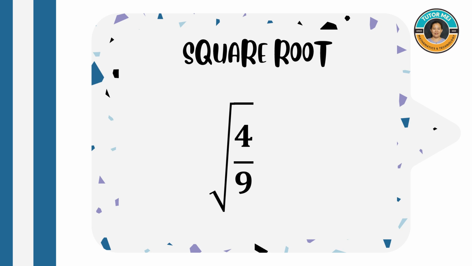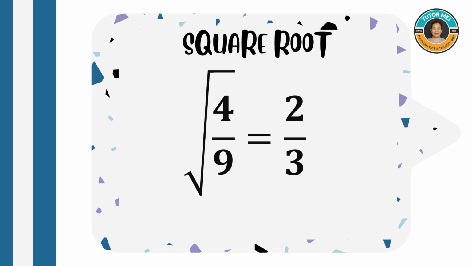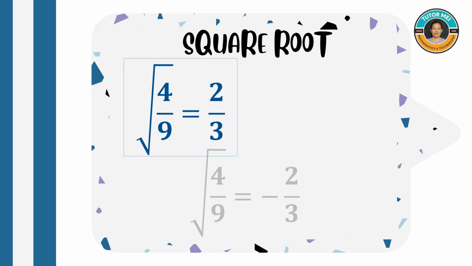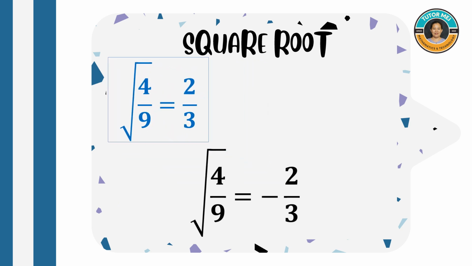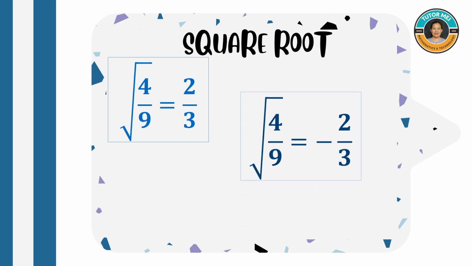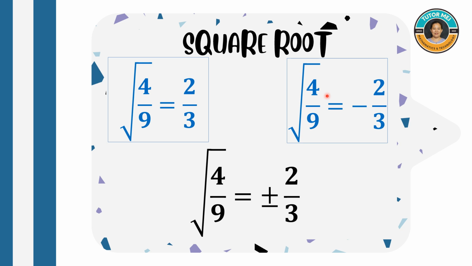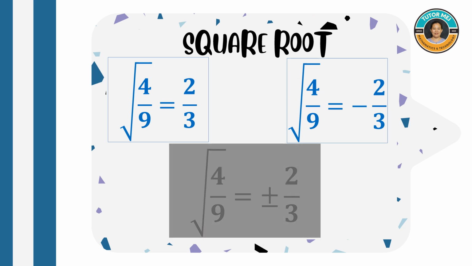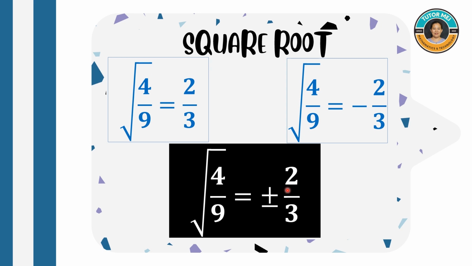What about the square root of 4 over 9? Square root of 4 over 9 equals positive 2/3. Square root of 4 over 9 may also be equal to negative 2/3. Therefore, square root of 4 over 9 equals plus minus 2/3.